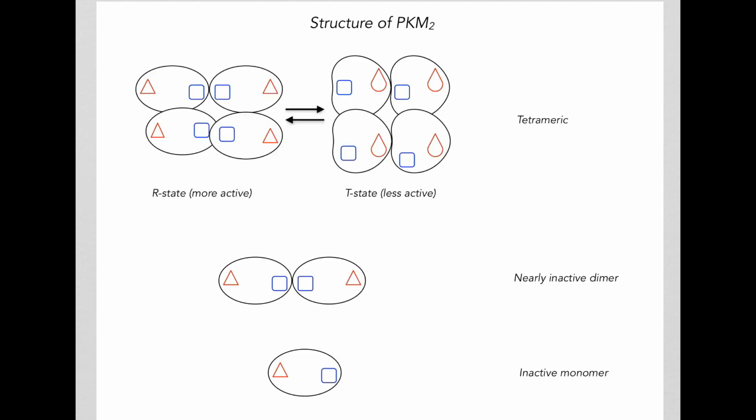So what's the structure of pyruvate kinase? Since there are several different isoforms, let's focus on pyruvate kinase M2. Now this enzyme is found in the tetrameric form, 4 subunits. It can also be found as a dimer, 2 subunits. The dimer is nearly inactive, has a slight amount of activity, or it can also be found as a monomer, and the monomer is inactive, doesn't have any activity.